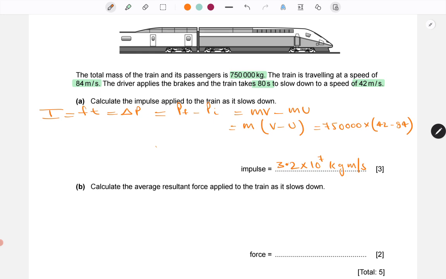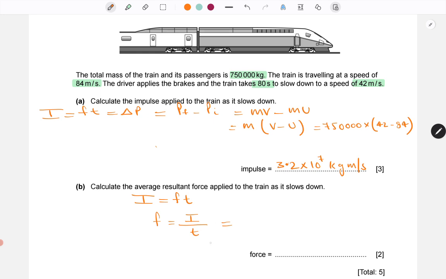Let's come to the second part of this question. Calculate the average resultant force applied to the train as it slows down. Now you have to calculate the force. No worries, we can pick this formula: impulse equals force into time. Because now we have to calculate the force, I'm writing the formula impulse equals force into time. Let's put the force on one side and the rest of the terms on the other side. So force equals impulse over time, because time goes in the denominator if I put the force on one side.